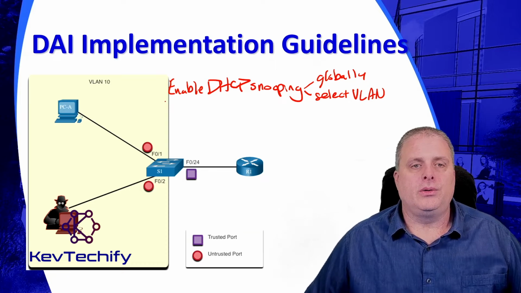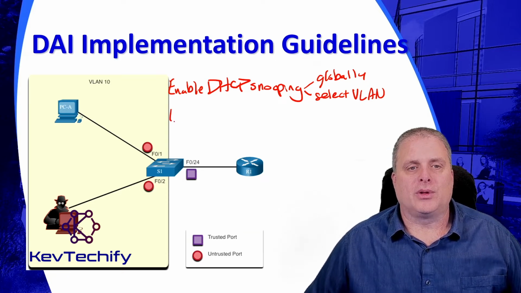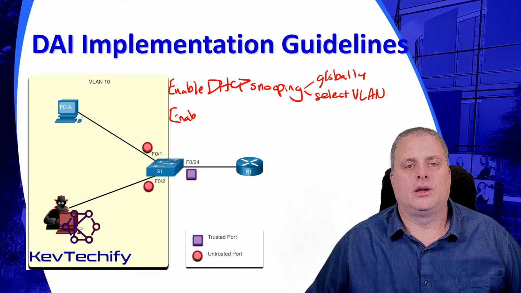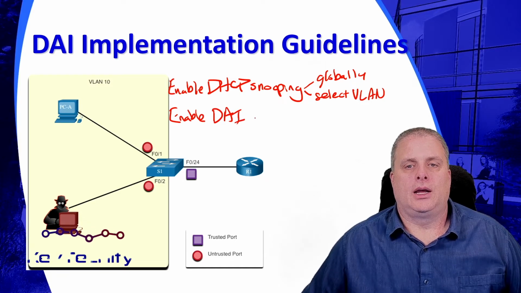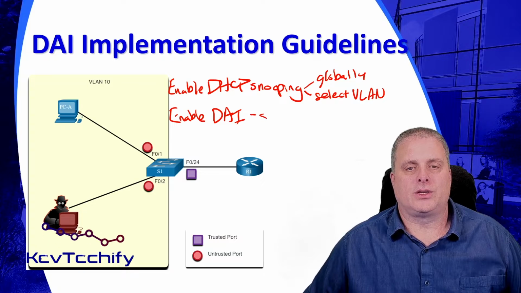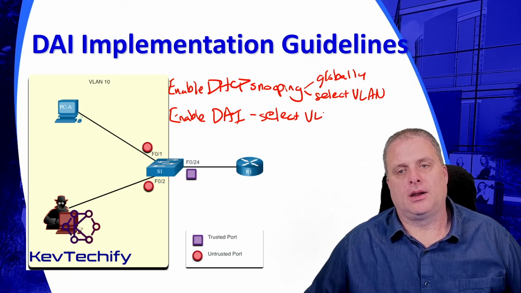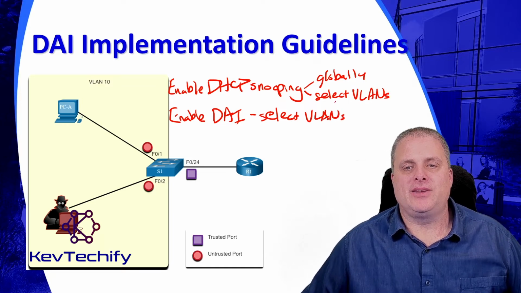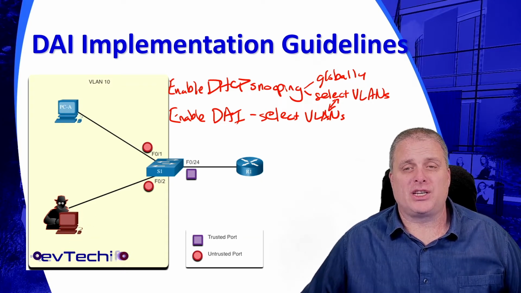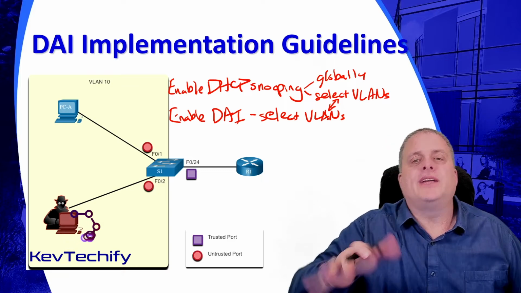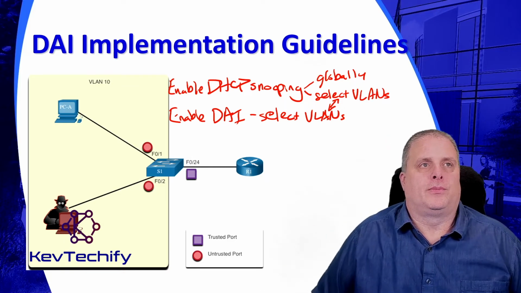Other thing we want to do is enable our Dynamic ARP Inspection on selected VLANs also. Usually these selected VLANs for DHCP snooping and these selected VLANs for Dynamic ARP Inspection are the same, but there can be cases where they would differ some.